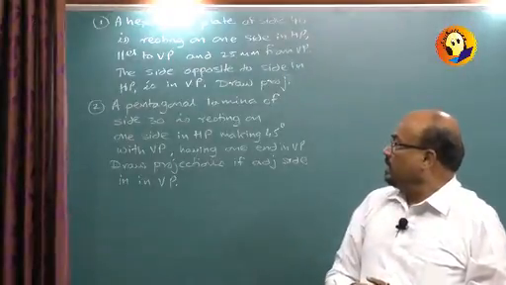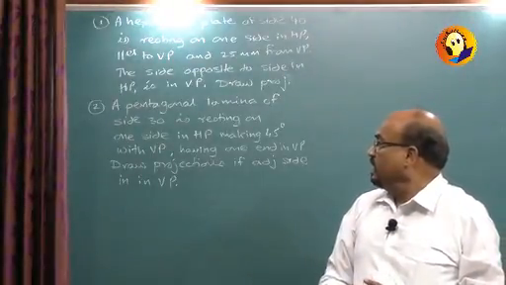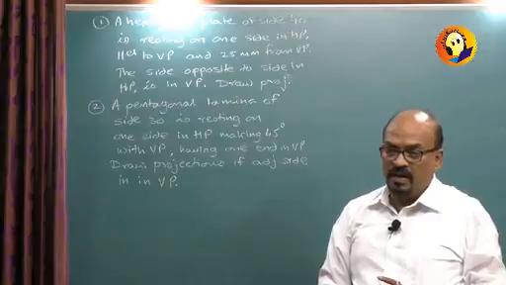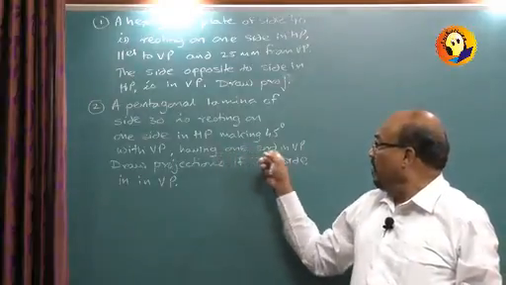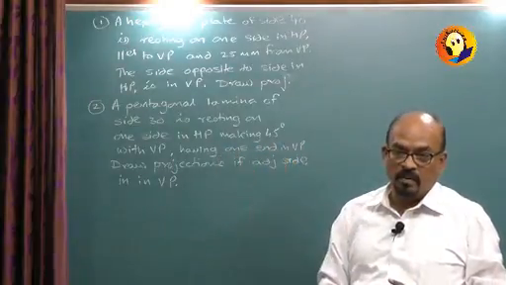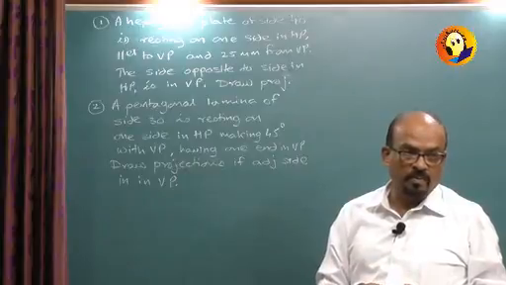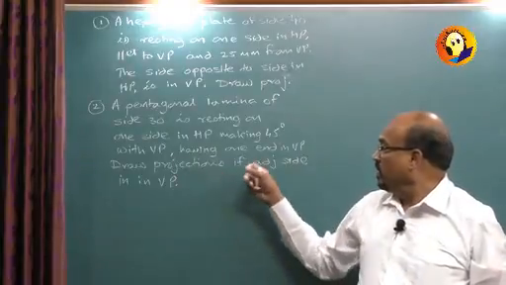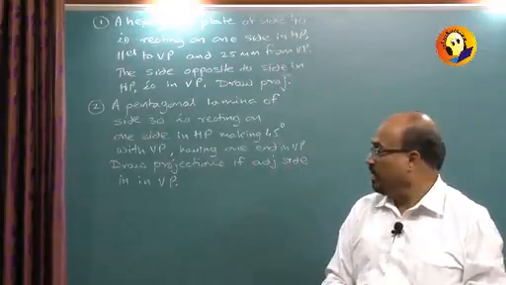So, pentagonal lamina of side 30 resting on one side in HP, making 45 degrees with VP, having one end in VP of that side. Draw projections if the adjacent side is in VP.